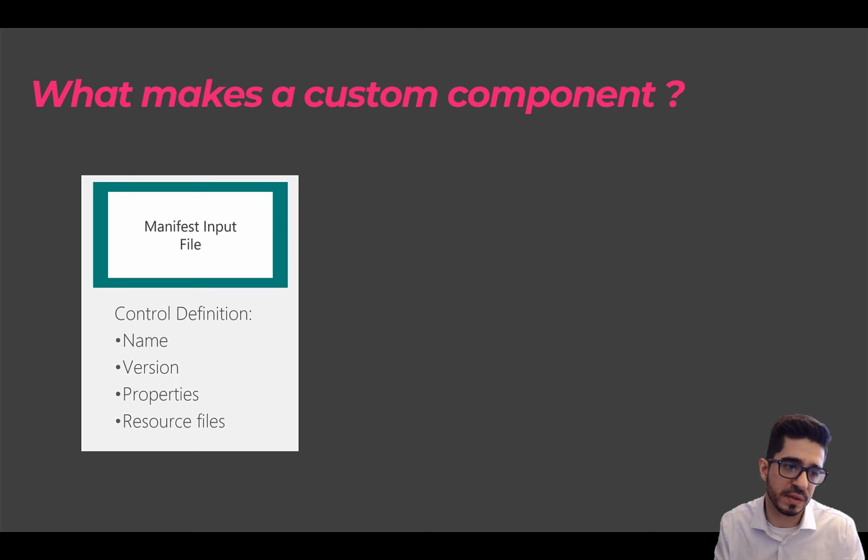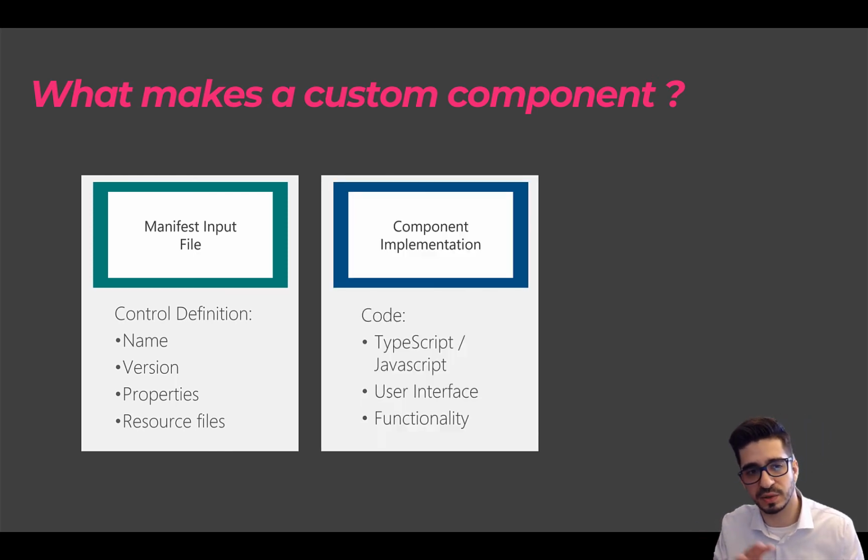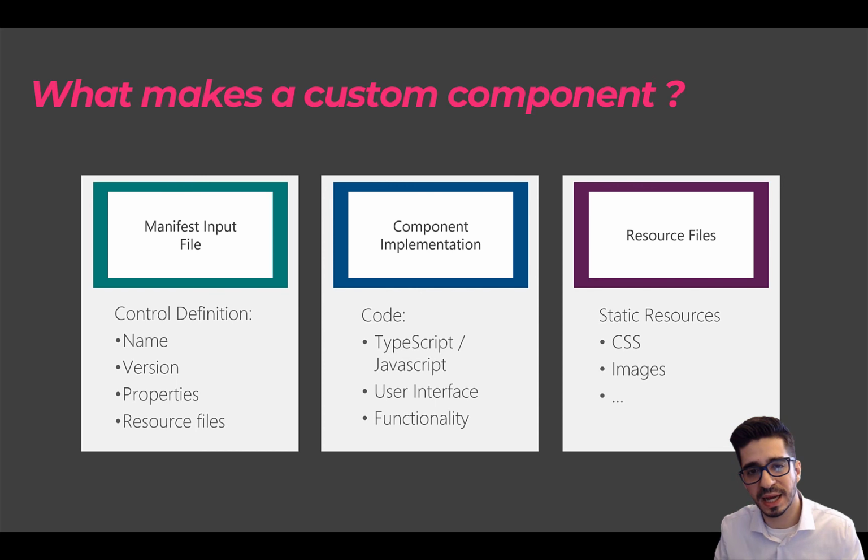So there's the manifest file. It's a file where we can define the control, the name, the version, all the properties, and also the resource files that will be used, for example, the image, CSS, etc. Then there's the component implementation, so it's all related to the code basically. So the TypeScript index.ts file, for example, where you will implement your business logic and also the UI. And then the resource file where you have all the CSS files, the image files, and sometimes your resource file if you want to translate some specific things.